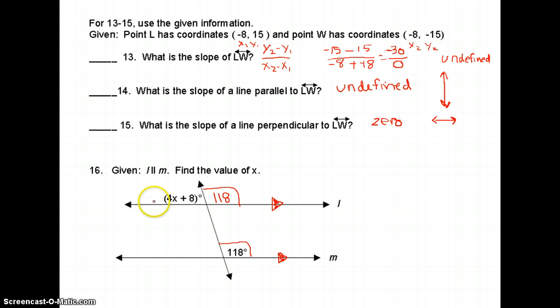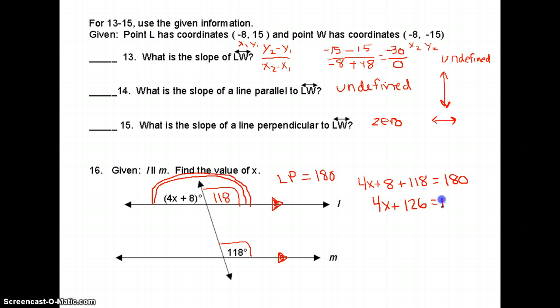Now, these two angles here form what is known as a linear pair. And we know the linear pair is always going to add up to 180. So we're going to put 4x plus 8 plus 118 equals 180, and solve for x. First we're going to combine like terms. 4x plus 126 equals 180. I'm going to subtract 126 from both sides.